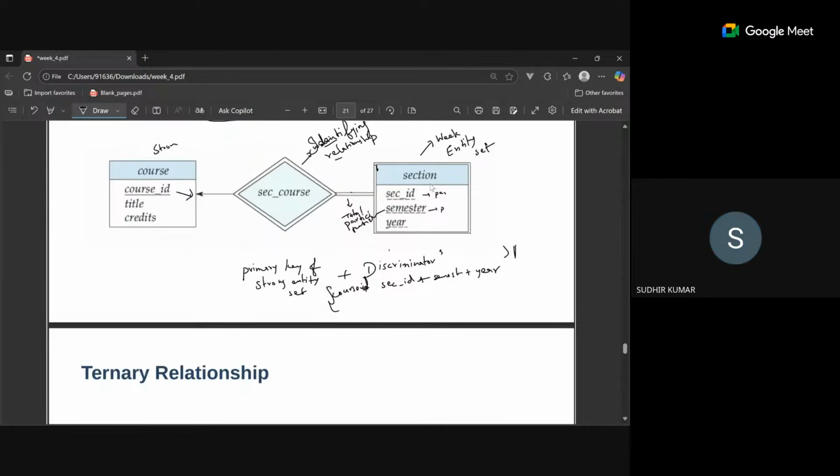Sir, what is discriminator? Discriminator is nothing but partial. This, the underlined one. It's another word for partial.